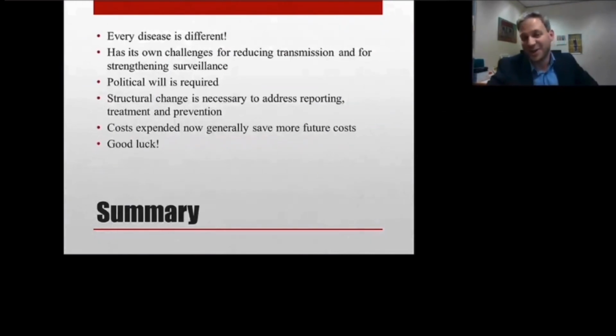So in summary, for all those diseases, every disease is different, but you've got to understand it to be able to address it. You need the political will. You need to address those structural issues, whether it's behaviour change or the logistics of vaccination. And as a general rule, the money you spend now will save on future costs. And if you're going to be in the eradication or elimination game, I wish you the best of luck.